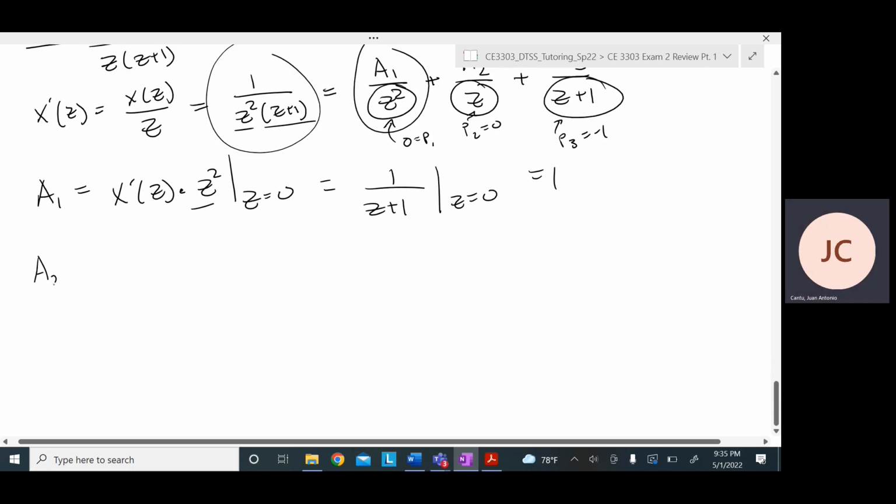Now for a2, we do not do x prime of z times z and evaluate that at 0. We don't do that. Make sure not to do that. What we do is we take our previous term, which is x prime of z times z squared, and we actually take the derivative of it with respect to z, and then evaluate that at z is equal to 0. So remember, this term right here, x prime of z times z squared, is 1 over z plus 1.